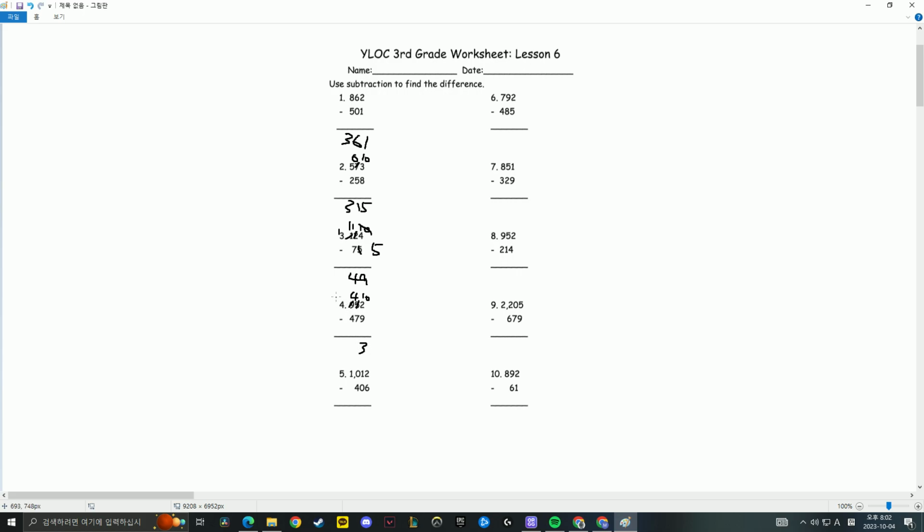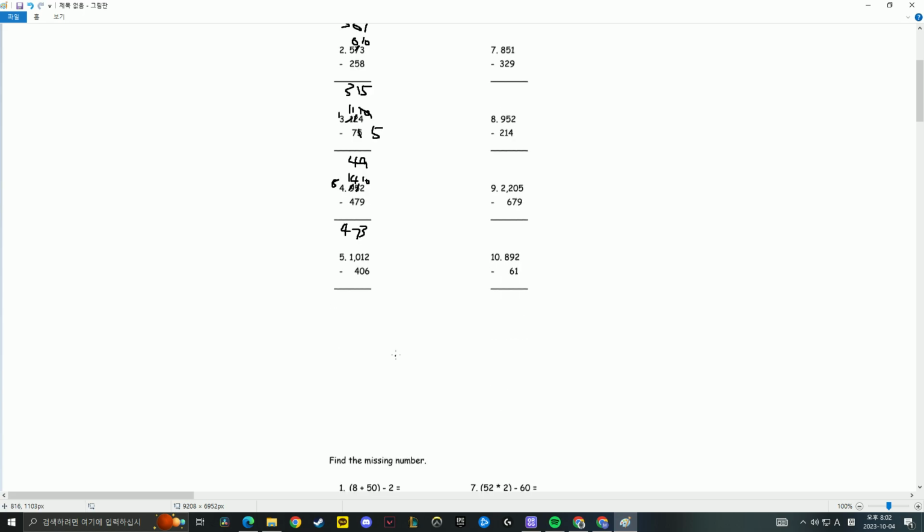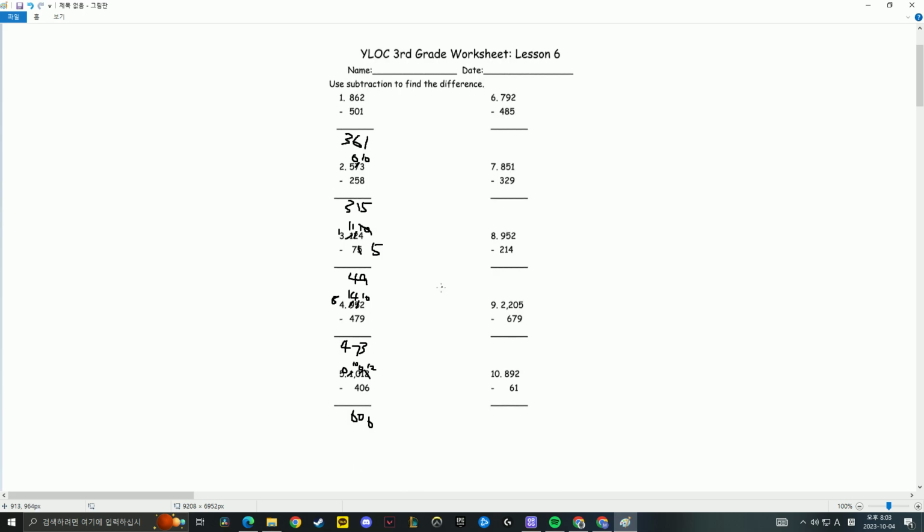We can't do that. Borrow. 14 minus 7 is 7. And 8 minus 4 is 4. 2 minus 6, you can't do that. Borrow from the 1, make that 12. And then 12 minus 6 is 6. And then 0 minus 0 is 0. Take that 10 minus 4 is 6. 606.